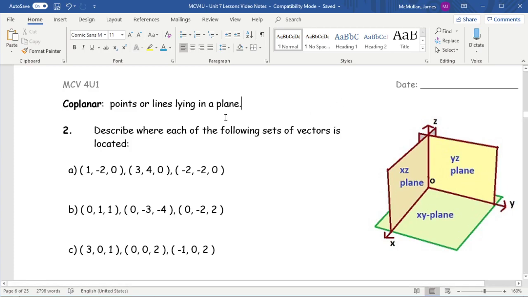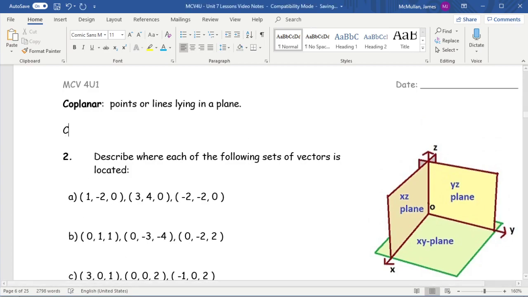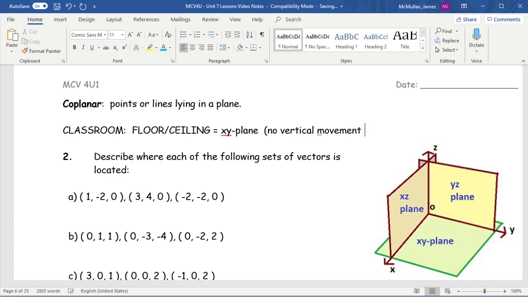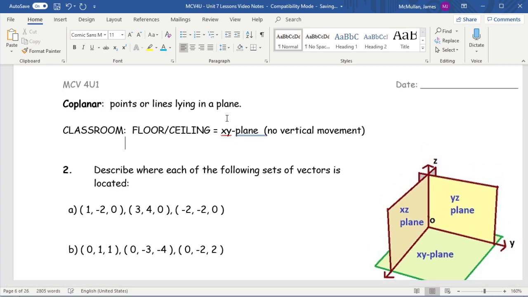Okay, so this is the way I try to think of it, as a classroom. The floor or ceiling equals the xy plane, and there is no vertical movement on these planes. On the other hand, the smartboard at the front of the class is the YZ plane. There is no forward or backward movement. You cannot move into the board or come out of the board. If you were to do that, you would no longer be on that plane.